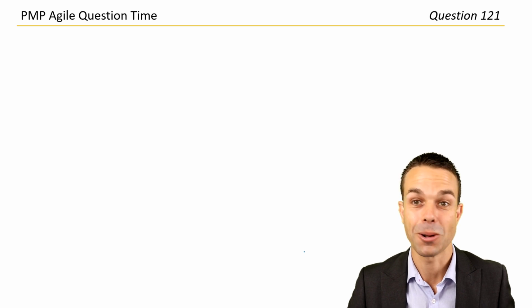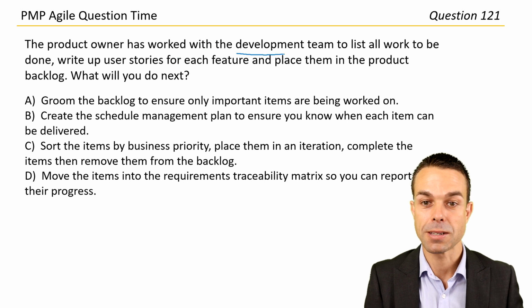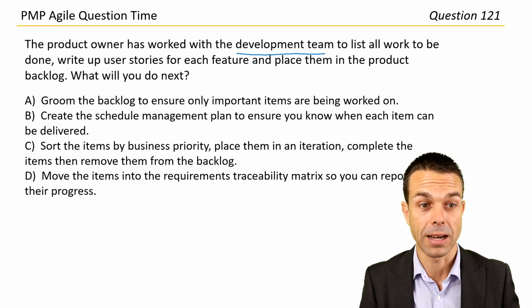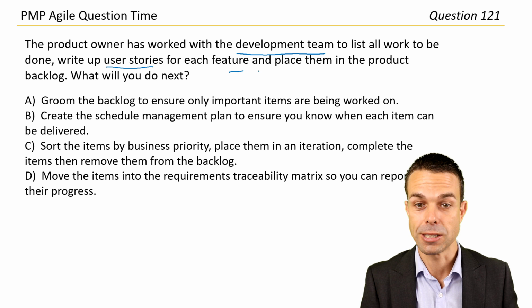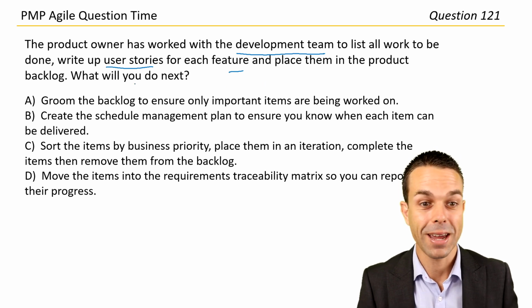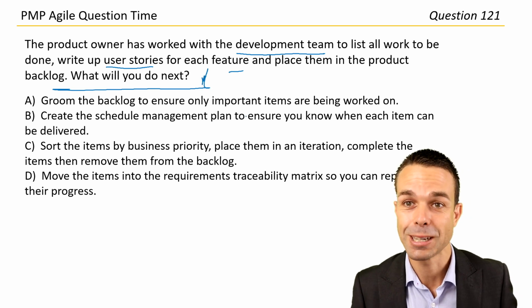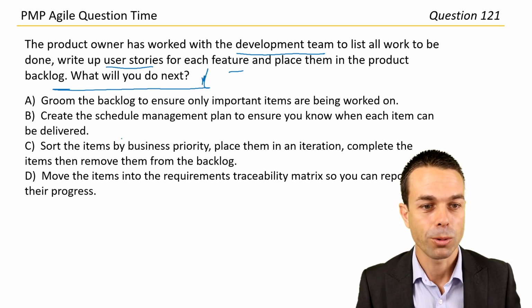Well done, guys. All right, only a couple to go. Let's see what else we've got. The product owner has worked with the development team to list all the work to be done, write up the user stories for each feature, and place them into the product backlog. What will you do next? Oh, and this is great. A good scenario-based question. Let's see what we've got. Okay, what will we do next?